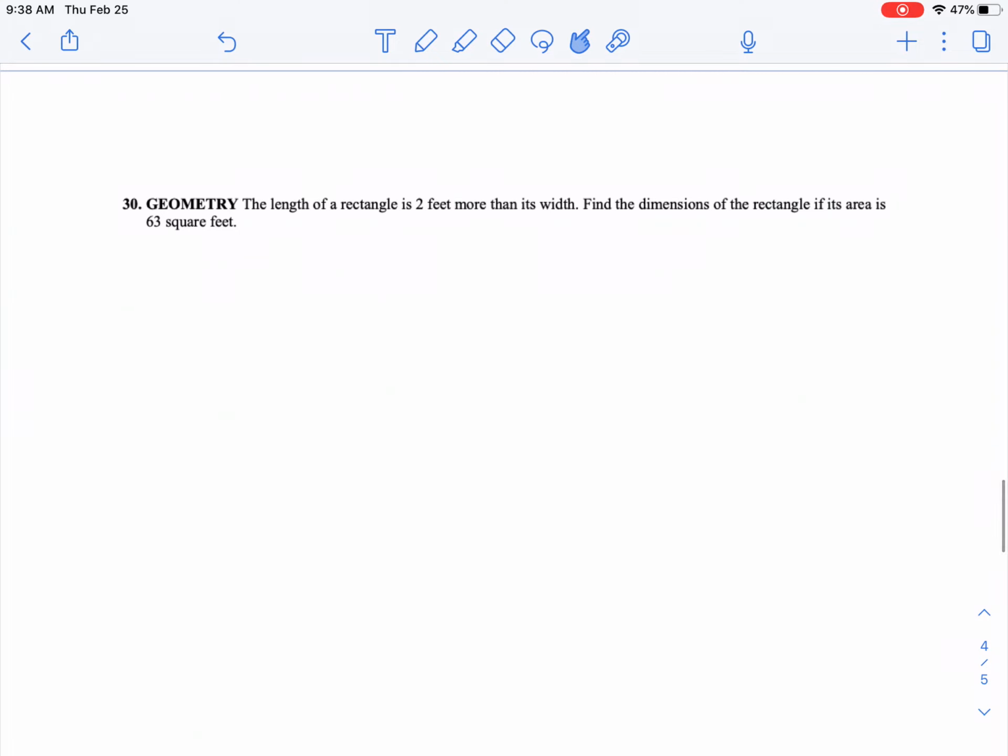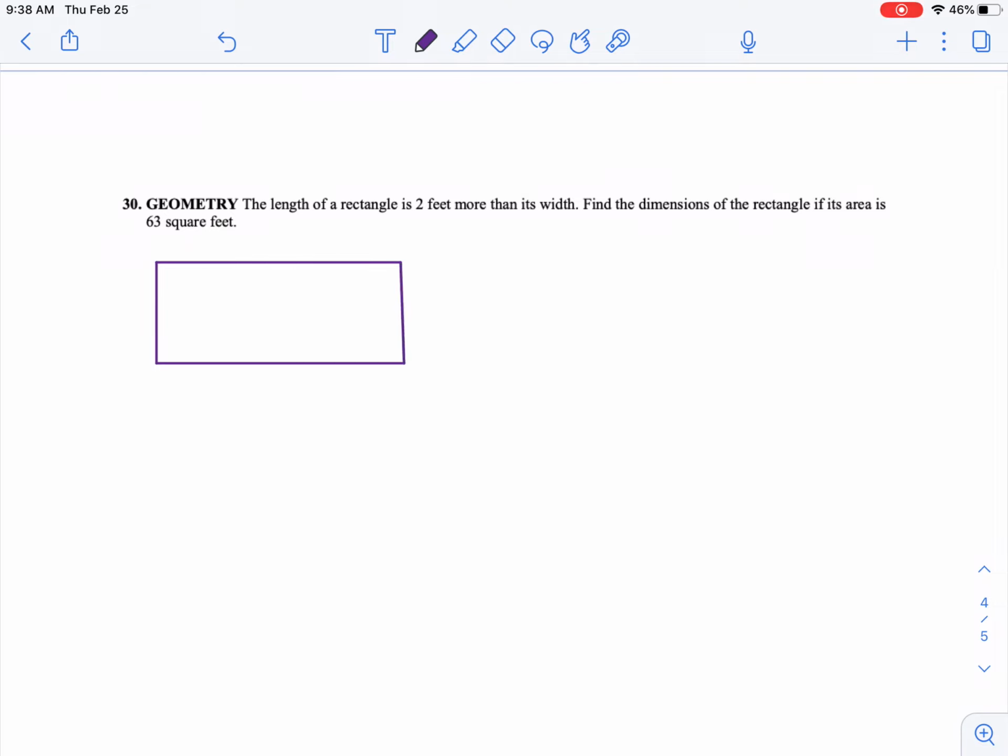Okay, question 30. Here we have an application. It says the length of a rectangle is 2 feet more than the width. Find the dimensions of the rectangle if the area is 63 square feet. So let's draw out a rectangle. And we're told that the length is 2 feet more than the width.